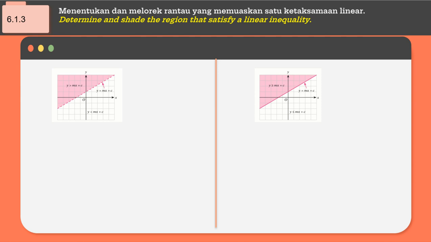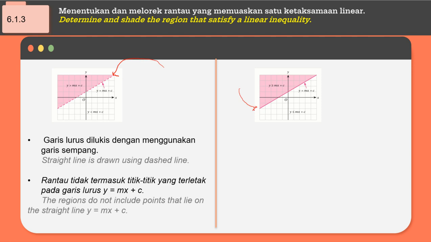Okay, we move on to 6.1.3. Determine and shade the region that satisfy a linear equation. So here you are given two diagrams, the first diagram and the second diagram. What is the main difference that you can detect from this one? Okay, apparently the main difference is the line here. The first one you have the dashed line, second one you have a solid line. That is the first difference.